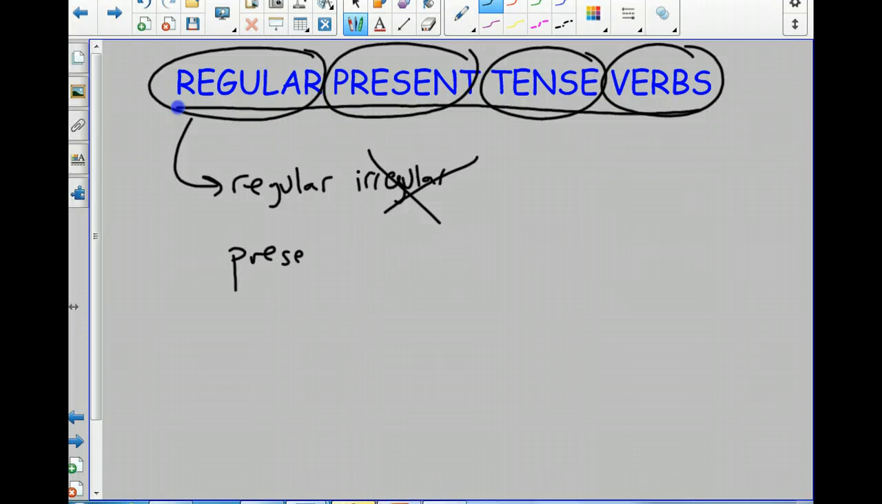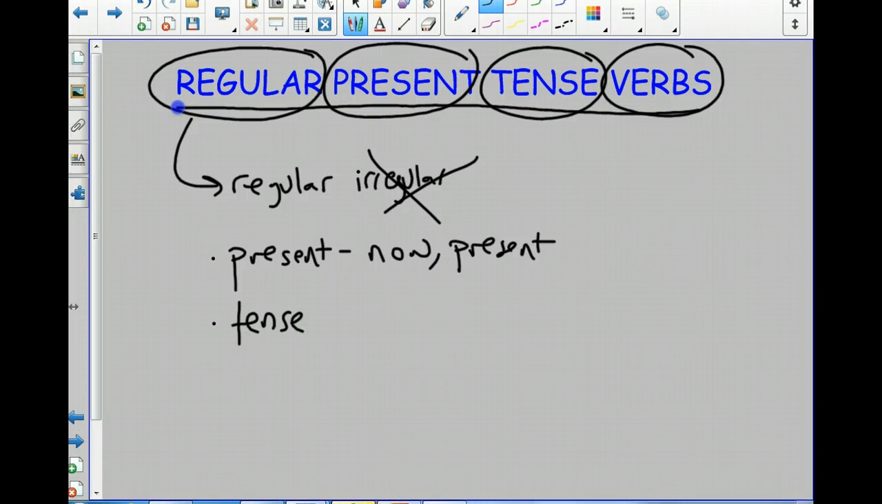Present means now. These are things that happen now. When we use the present tense, we talk about things that are happening now or in the present time. Doesn't have to be at this particular moment. We could say, yo voy a la clase de español. Yo hablo español. I go to Spanish class. I speak Spanish. These are things that are happening presently.